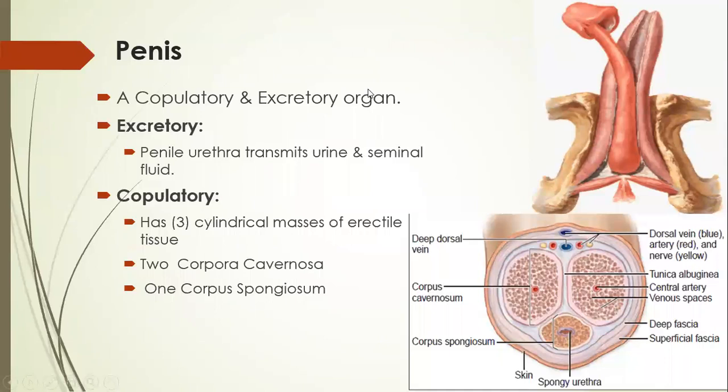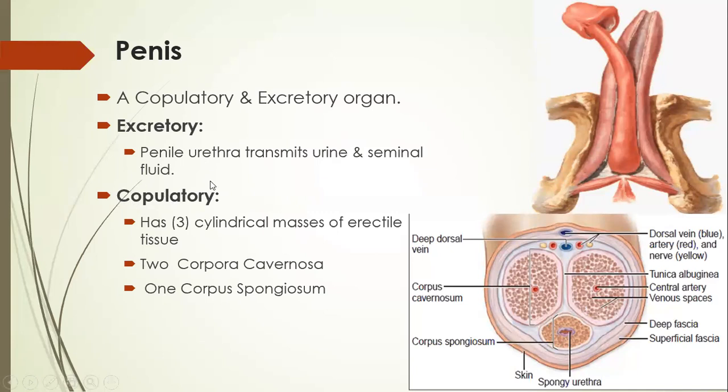Now coming to the penis. So this is the penis here. It is the copulatory and excretory organ because it helps in copulation as well as excretion of the sperms and the urine also. Excretory because the penile urethra transmits urine and the seminal fluid. So this is the main structure. Here this is the spongy urethra passing through the corpus spongiosum, which will be transmitting urine as well as the seminal fluid.